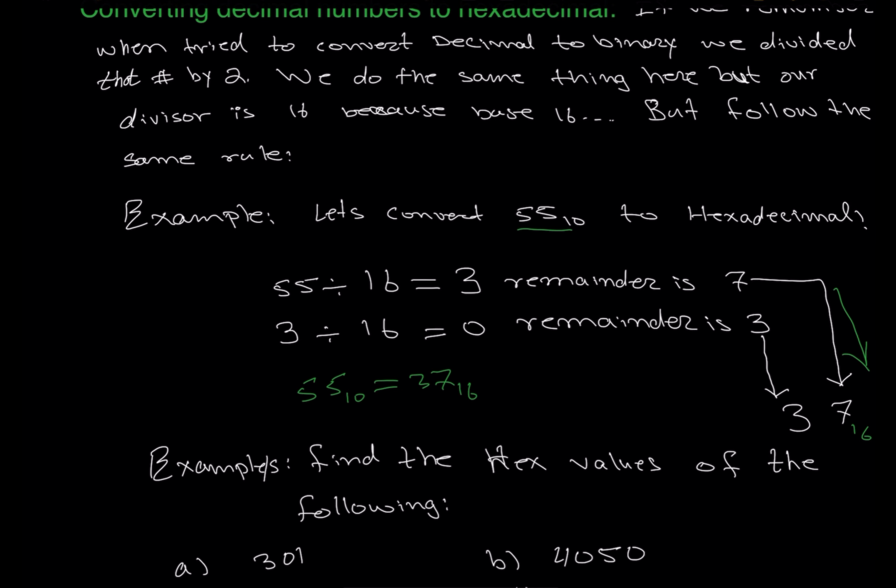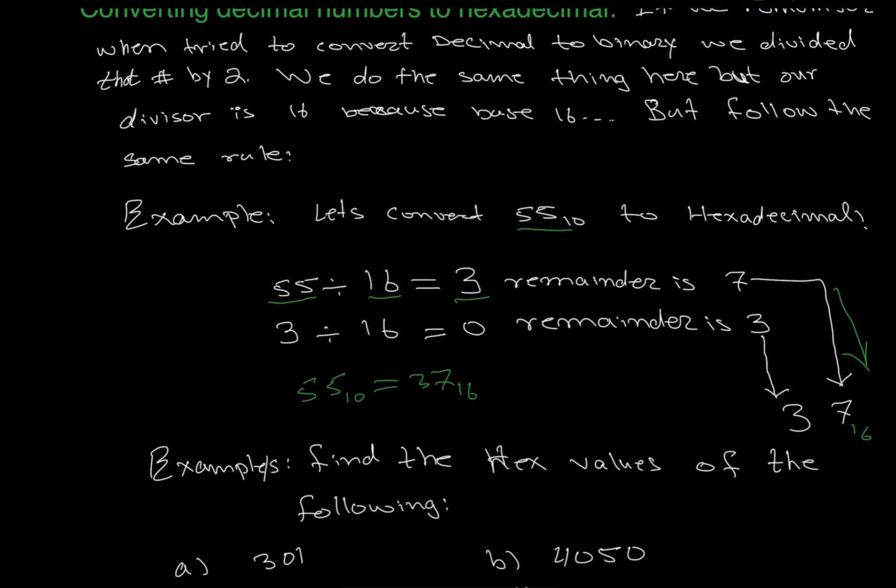Okay, hope that's clear. So what we have to do is divide the decimal number by 16. We get the quotient. We don't touch the quotient, and then we see the remainder. If we have any remainder, we'll bring that down. Even if it's 0, you have to bring it down. And then 3 divided by 16 is 0, and the remainder is 3 because we couldn't divide 3 by 16, so we bring that 3 down right there.